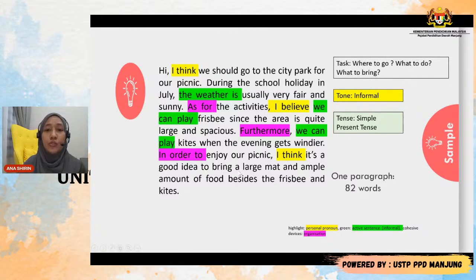It's a good idea to bring a large mat and ample amount of food besides the frisbee and kites. For this one, I did not give a reason. Perhaps because if you are running out of words, it's a good idea to just provide the alternatives. But if you can give more reasons, that will be better. Okay? So this would be very much sufficient to grant you 20 marks.